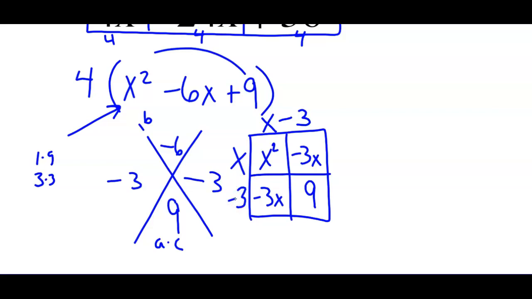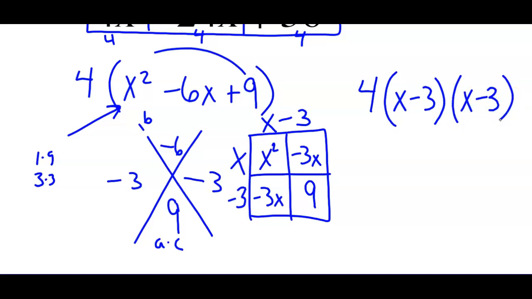So for my final answer, I have my 4 that I pulled out of here, and this inside factored to be x minus 3 times x minus 3. And that is my answer, friends. Okay?